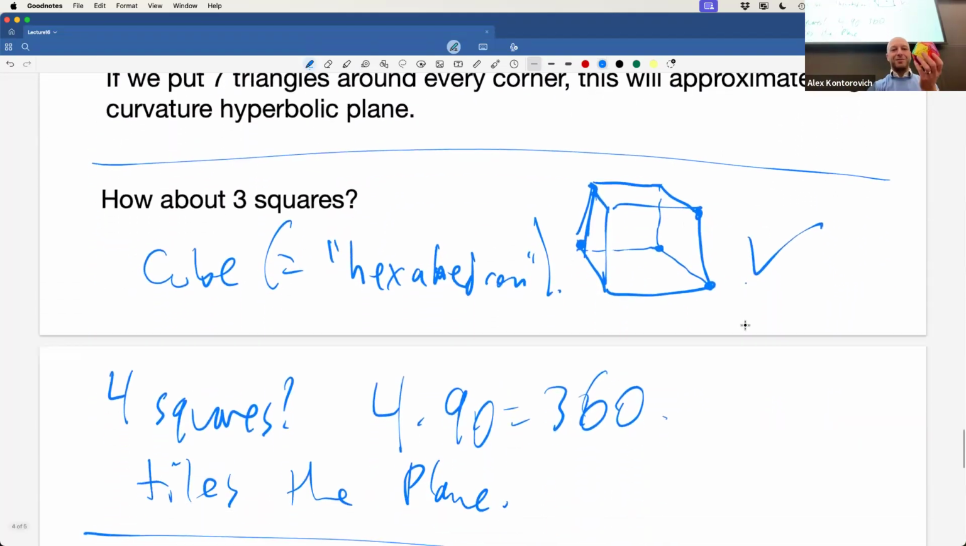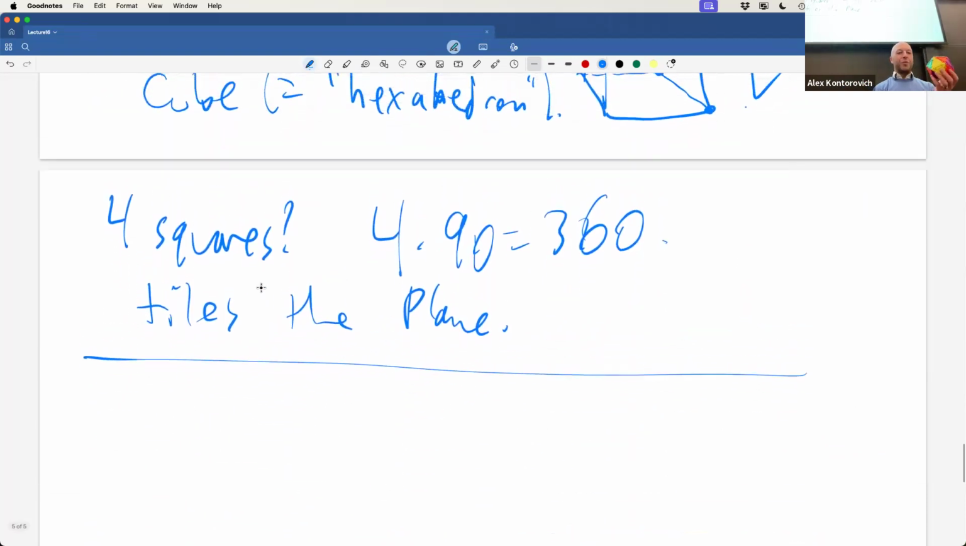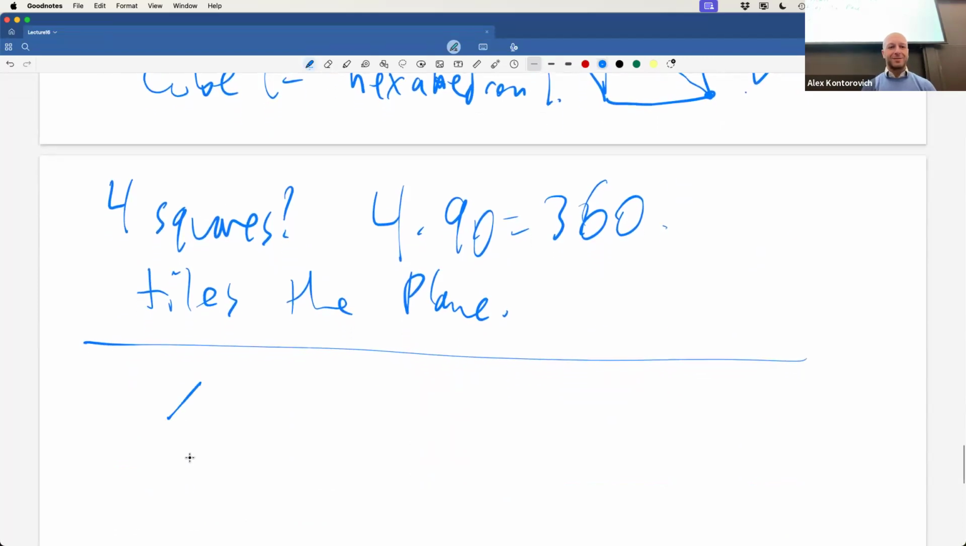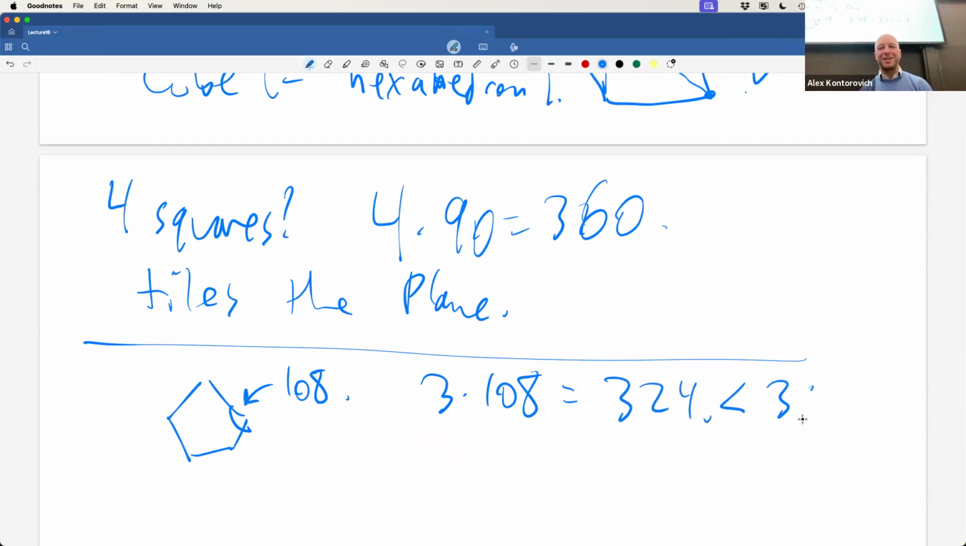Now we've got this hexahedron called a cube. We can't do anything more with squares. What can we do with pentagons? 4 squares will tile the plane. 3 squares will make a cube. 3 times 90 is 270. How about a pentagon? What's the angle in a pentagon? Anybody remember? We just did it. 108. And what's 3 times 108? 324, which is less than 360. So there's a chance. 3 pentagons can meet.